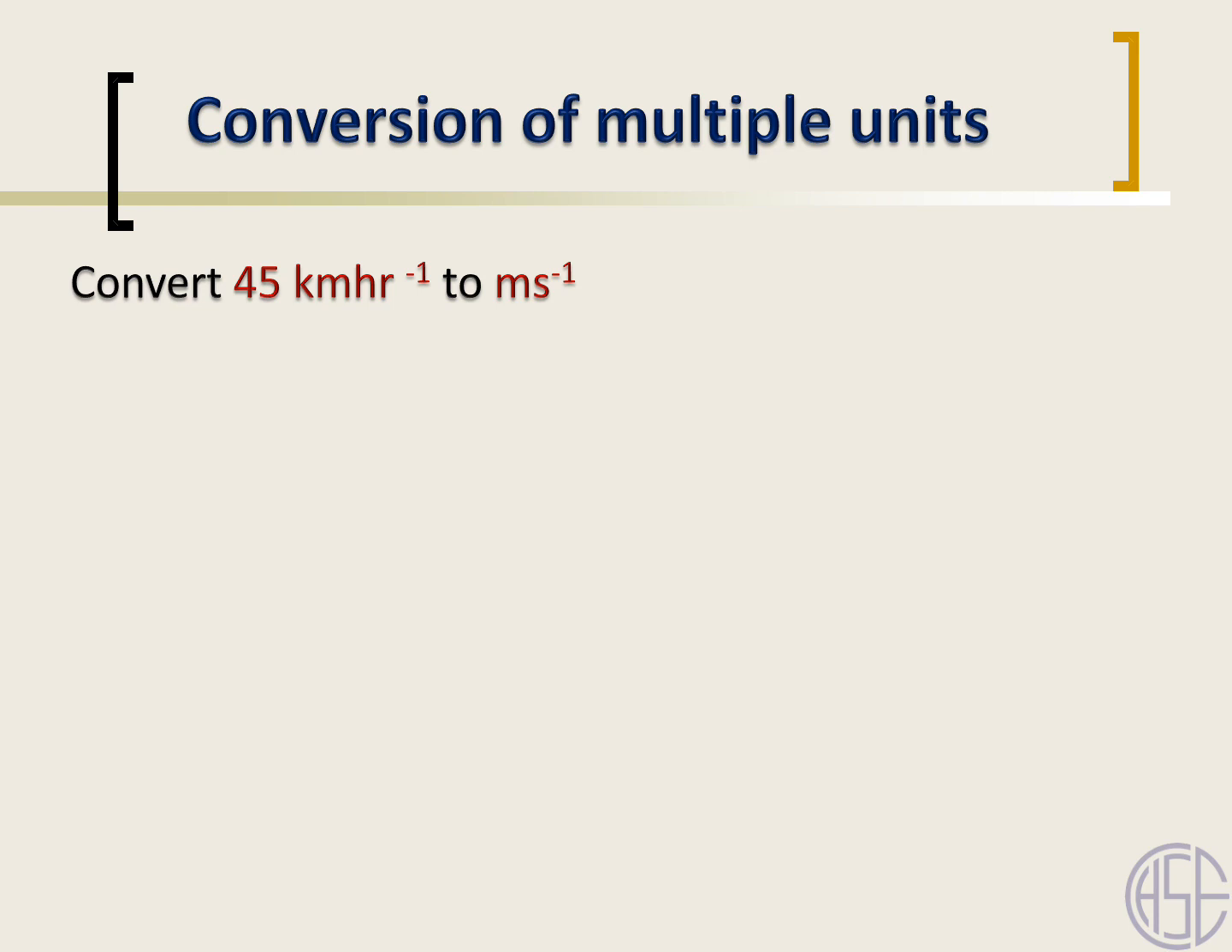It's not exactly a prefix but multiple units. Kilometer per hour to meter per second. This is a very common type of conversion you will come across, because practically the speedometer of vehicles will be calibrated in kilometer per hour, not meter per second. So you may come across this conversion a lot.